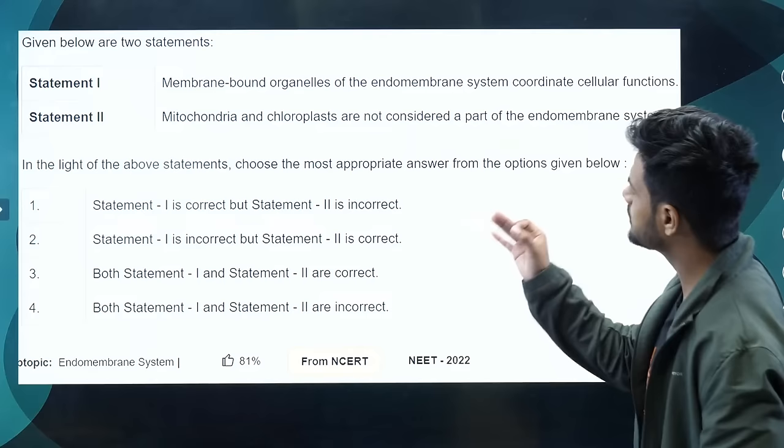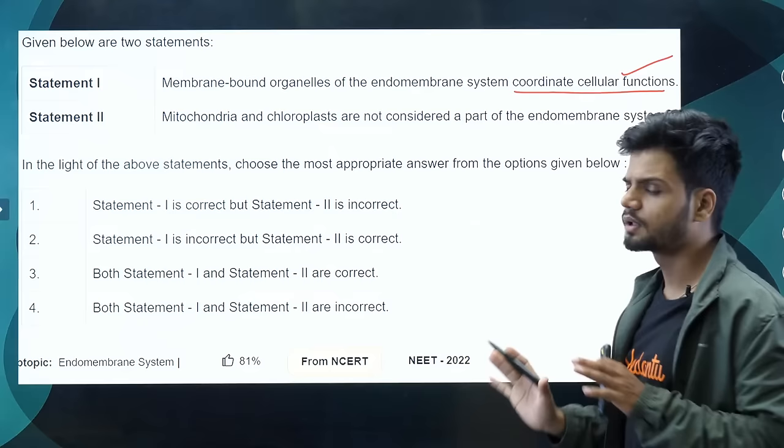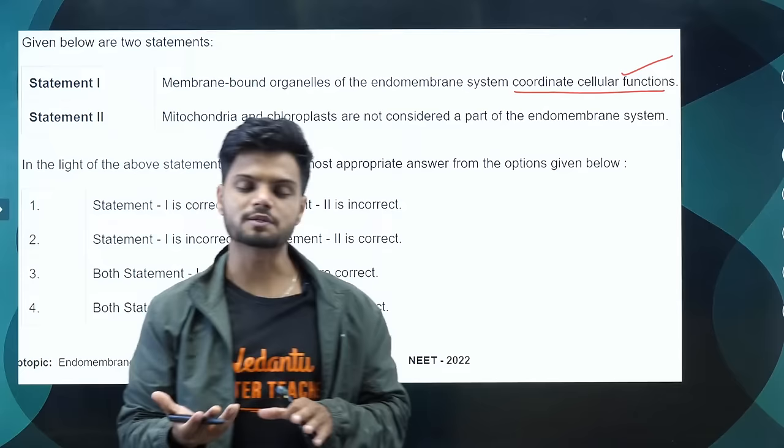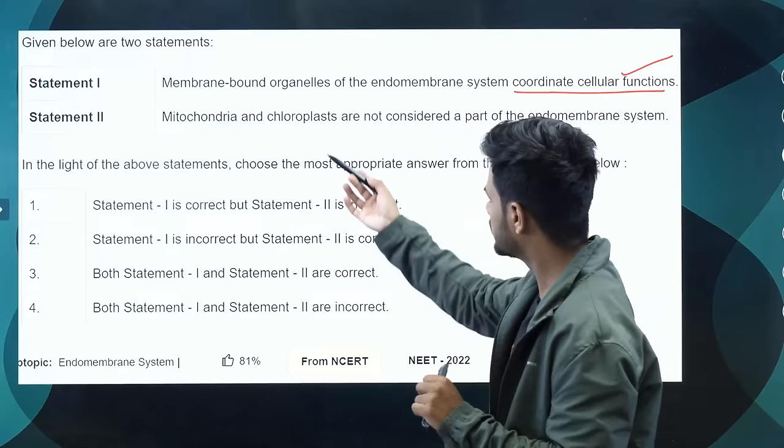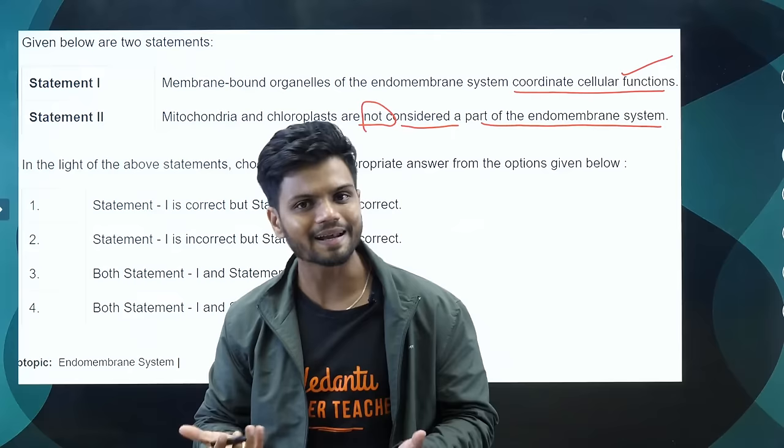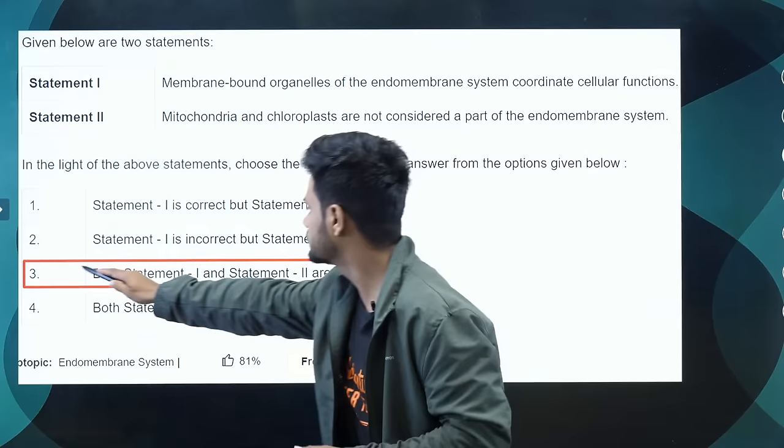Membrane bound organelles of endomembrane system coordinate cellular function. True. Membrane bound organelles like your endoplasmic reticulum, Golgi body, lysosomes and everything, they coordinate a function. Mitochondria and chloroplasts are not considered as part of your endomembrane system. That is also correct. So what is the answer? Both statement number 1 and statement number 2 are absolutely correct.